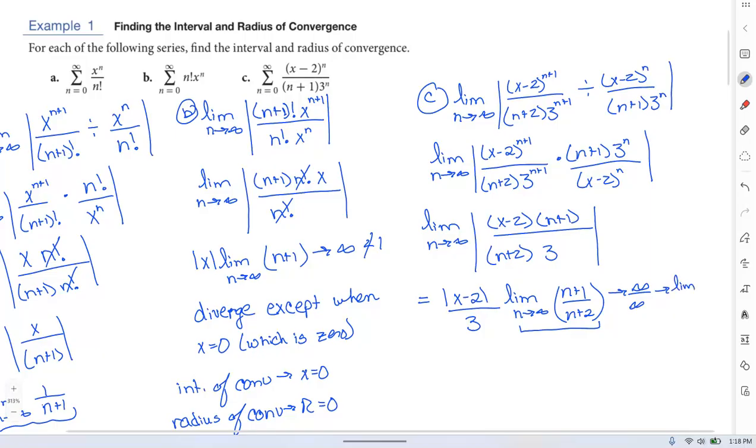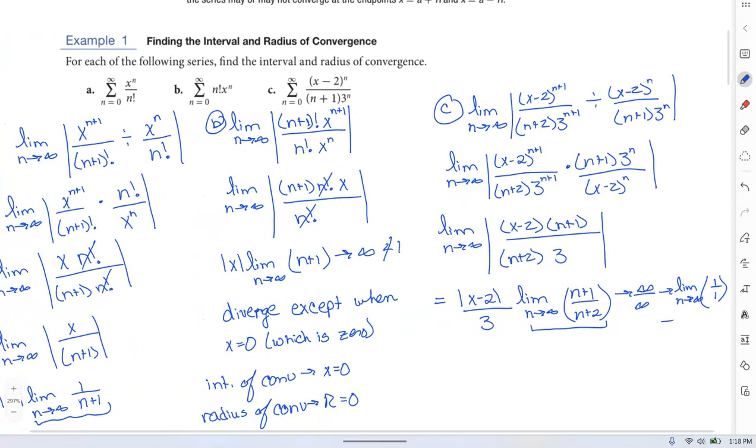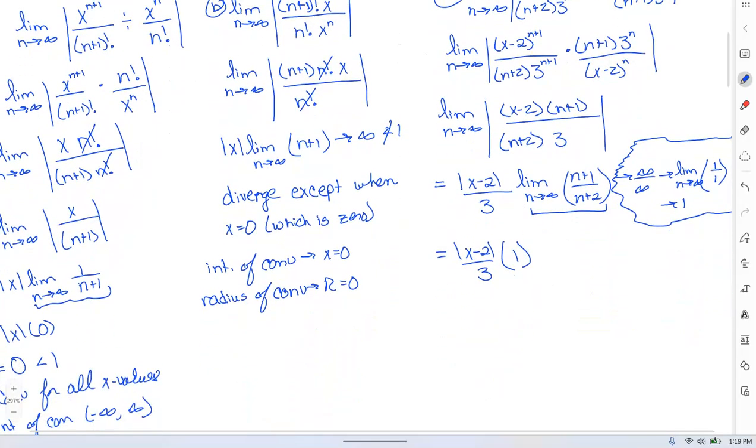So if I reevaluate that limit, take the derivative of the top and bottom, the derivative of each is 1, so that limit's going to go to 1. So there's some side work for that. So this is going to be equal to the absolute value of x minus 2 over 3 times that limit value, which is 1. So that's what our ratio test is going to give us.